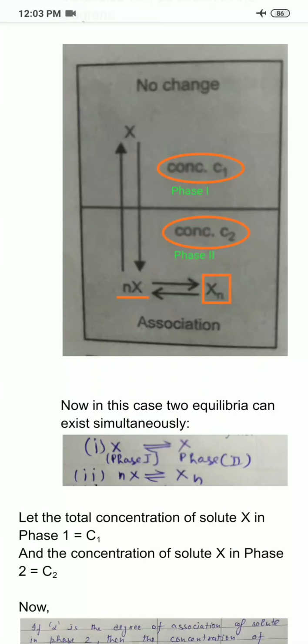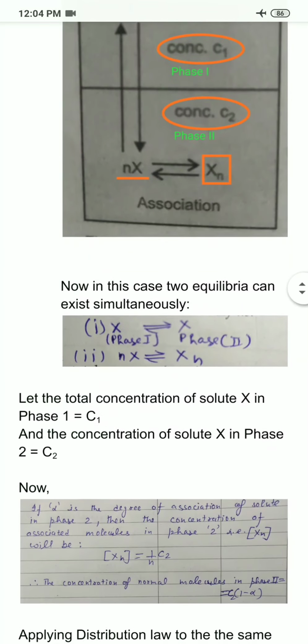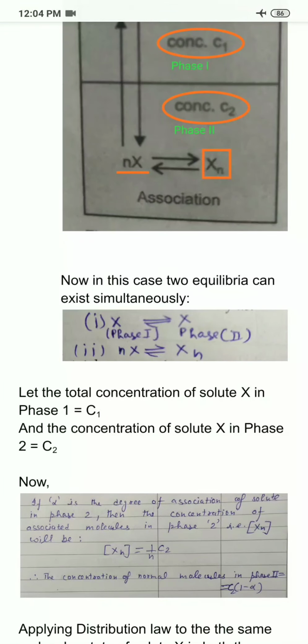Now in this case two equilibria can exist simultaneously. One is X in phase 1 in equilibrium with X in phase 2, meaning solute present in the same molecular state in phase 1 and phase 2. And the second equilibrium that can exist is n molecules of X in equilibrium with complex Xn. Now let the total concentration of the solute X in phase 1 be equal to C1 as I told you earlier, and the concentration of solute in phase 2 be equal to C2.